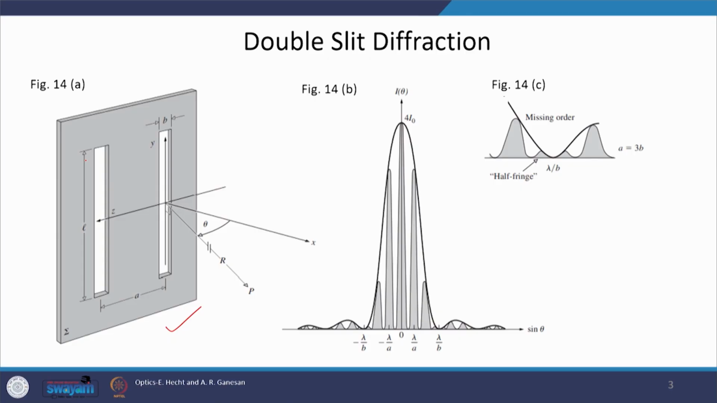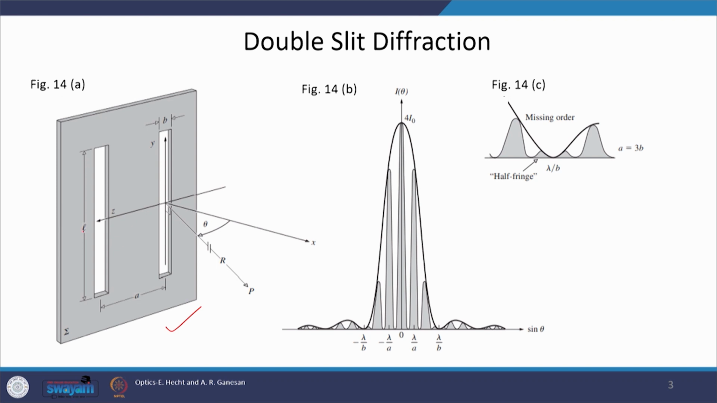In the last lecture, we talked about single slit diffraction. Okay? We will extend that knowledge, and today we will discuss double slit diffraction. Now, this is the schematic of the double slit.